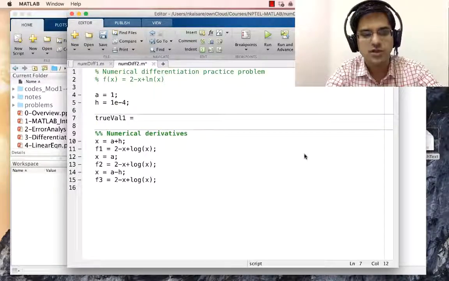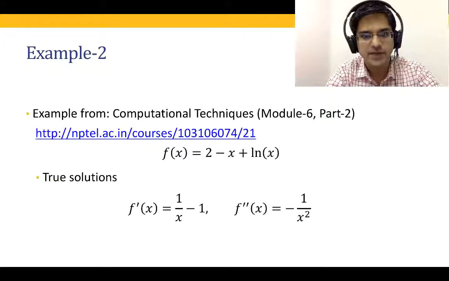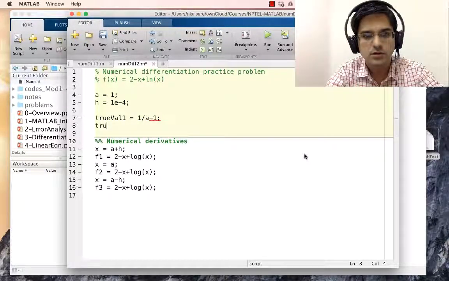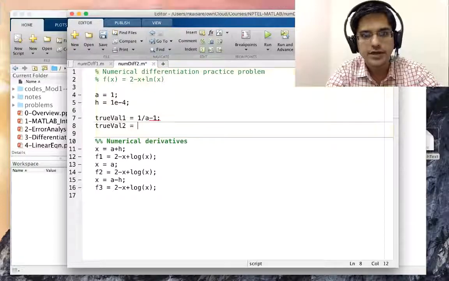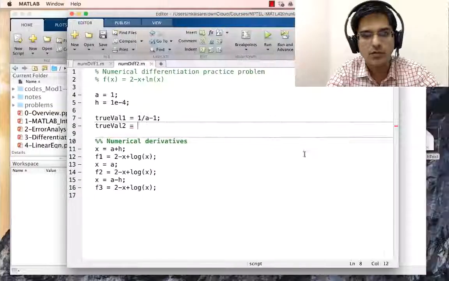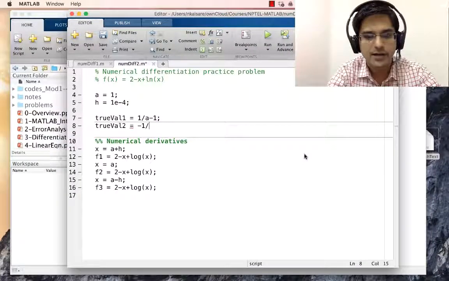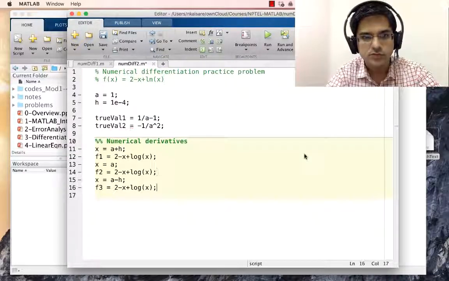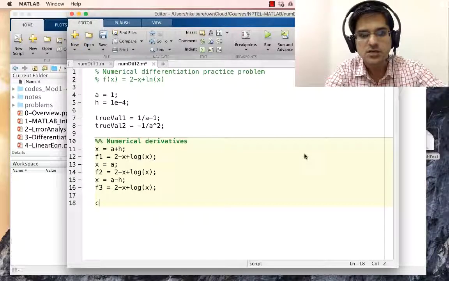Trueval1, let's call this for f dash, is 1 by x minus 1, so 1 by a minus 1. Trueval2 is minus 1 by a squared. Okay, so this is what we need for numerical derivatives.